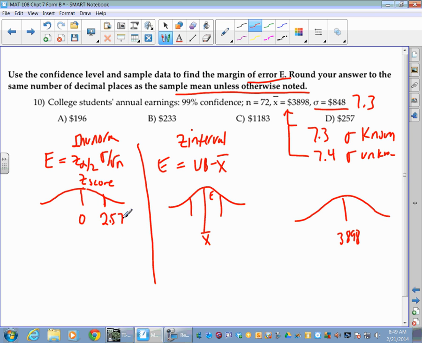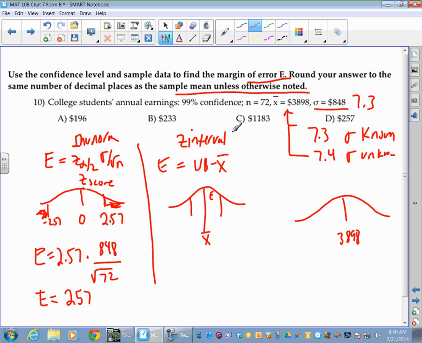2.57 is your z-score. Remember, you're shading on this side, and you're shading on this side. So you have E equals 2.57 times 848 divided by the square root of 72. Okay. And what do you get for that number? 257? Okay.